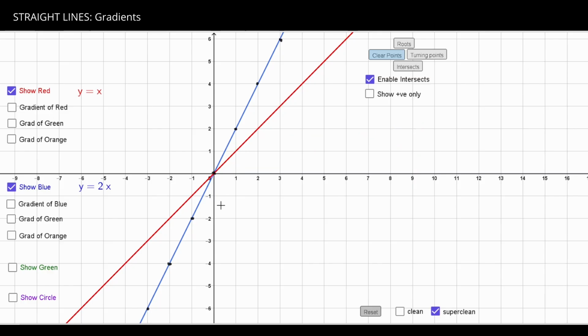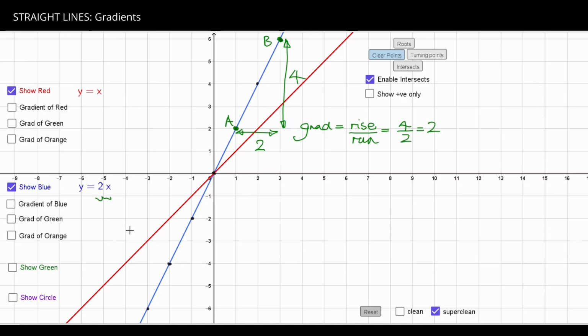Okay, what's the gradient of the blue line? Well, let's choose 2 more points. Let's go from there to there. Let's call that A and that B again. Our rise will be this distance here, and our run will be this distance here. Our rise is 1, 2, 3, 4, and our run is 1, 2. So the gradient, which remember is rise divided by the run, in this case for the blue line is equal to 4 over 2, which is equal to 2.